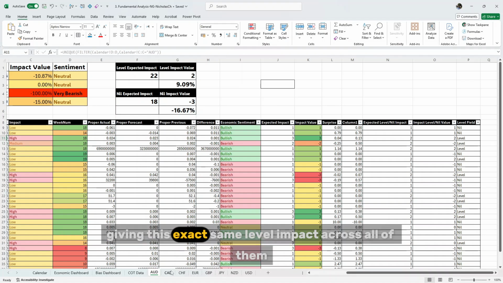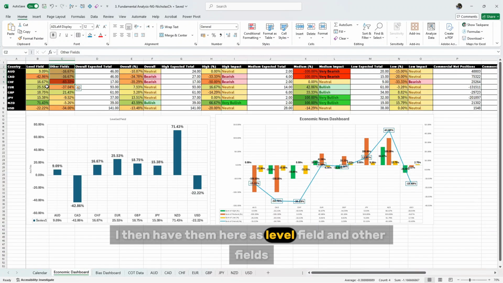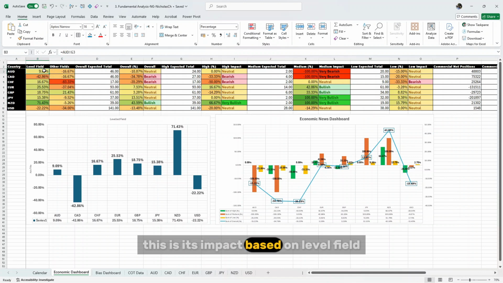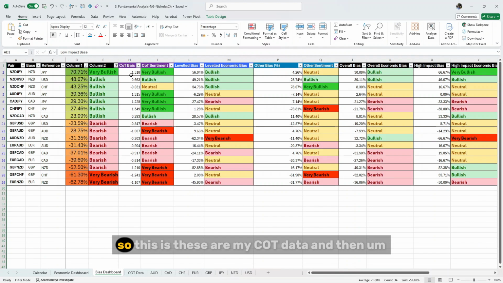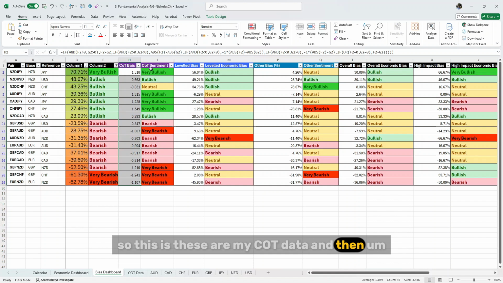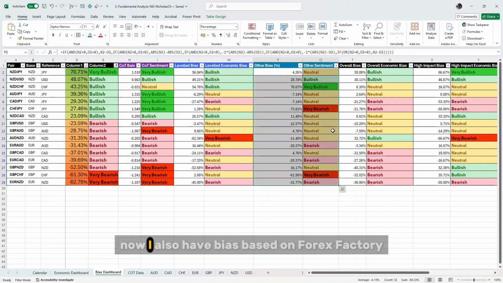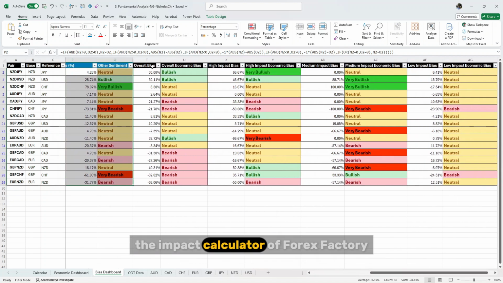So given this exact same level impact across all of them, I then have them here as level field and other fields. So each economy has this, its impact based on level field, and this is the impact based on other fields. Now I put this alongside my COT data. So these are my COT data, and these are my bias based on levels, and these are my bias based on others. Now I also have bias based on Forex Factory, the impact calculator of Forex Factory.